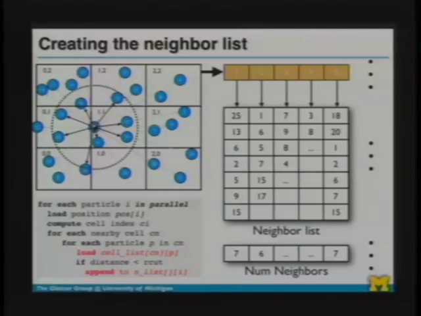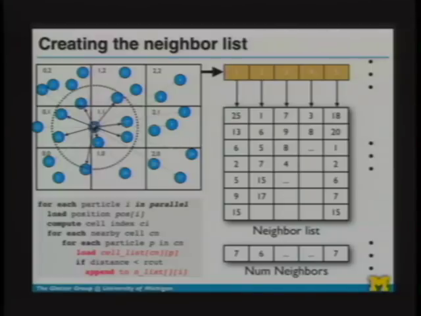So how do I do this in parallel on the GPU? It's actually rather easy. I just write for each particle i in parallel. This is the kernel where I tell it to run n threads. I bring in the position of particle i, compute its cell index, and then I loop over the neighboring cells. For each neighboring cell I'm looping over, I bring in the particle from that cell, do a distance check, and then append it to the neighbor list.